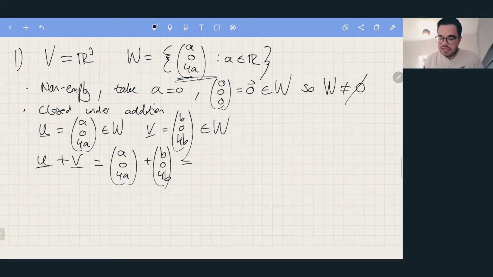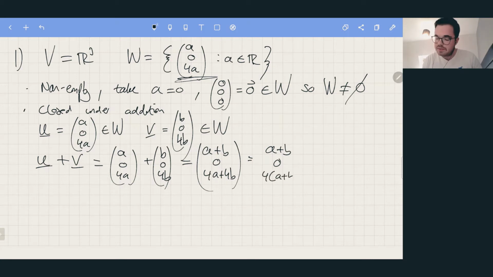And this is equal to A plus B, 0, and 4A plus 4B. And then we could take the 4 out and say A plus B, 0, 4 lots of A plus B. Now, A is a scalar, B is a scalar, so A plus B is a scalar, right? So in this case, this vector here is of the form of what we have in W. So it is in W because it's of the same form as this. So we are closed under addition.